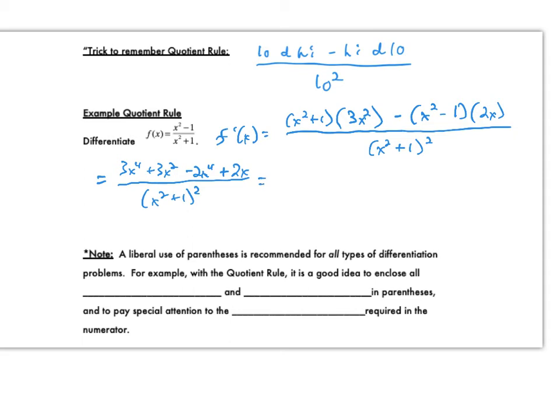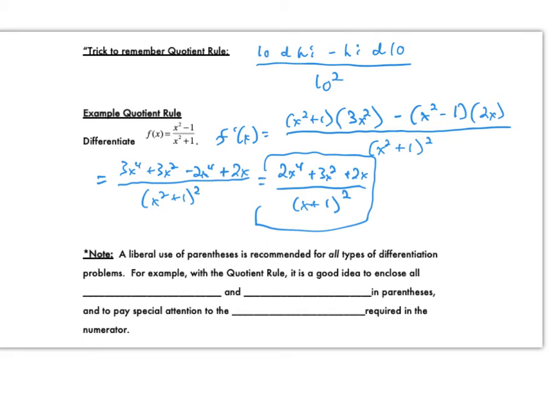All right, moving ahead to make sure we get everything the way we need it to. It looks to be 2x to the fourth plus 3x squared plus 2x, and this is all over x squared plus 1 quantity squared, and that's all the further I want to take it. I certainly don't want to try to reduce this down.